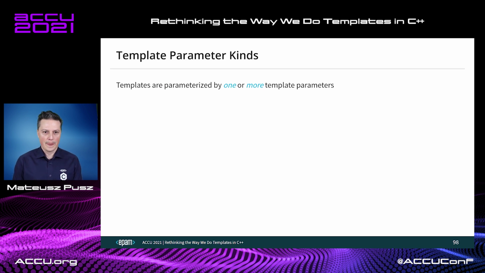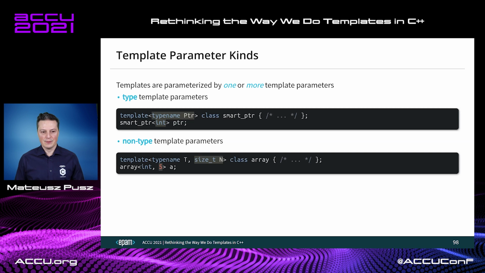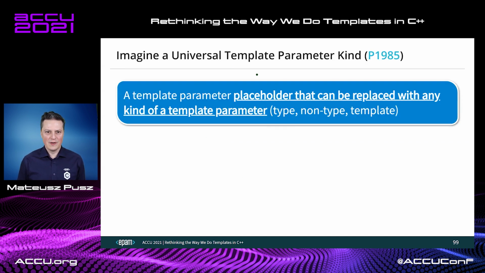But this is not all. We have different parameter kinds in the language, right? You probably are aware of those. We can have types, non-types, or templates. So we can provide an integer, a type, or a generator to our template. But all of those are distinct kinds. Imagine that you have a universal template parameter kind that matches any of the ones from the previous slide. It can be replaced with any kind of template parameter: type, non-type, or template.